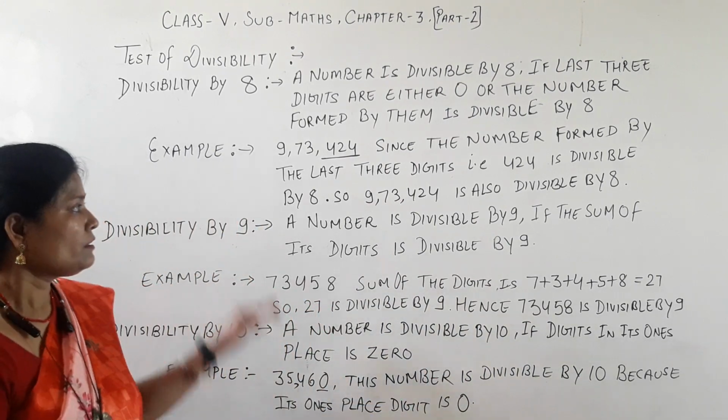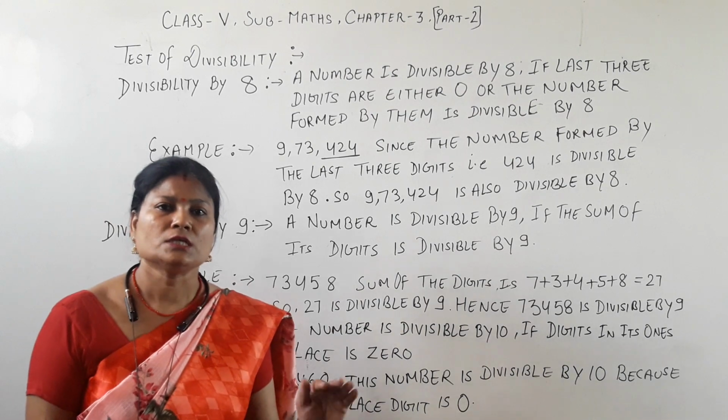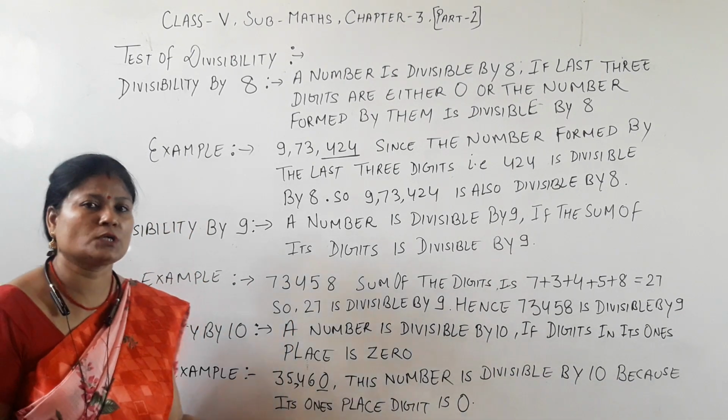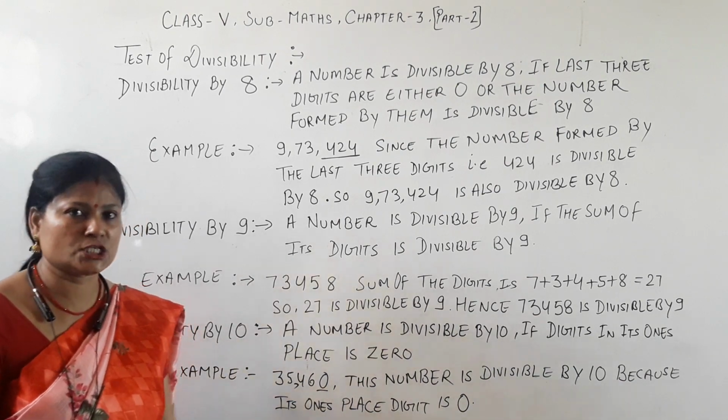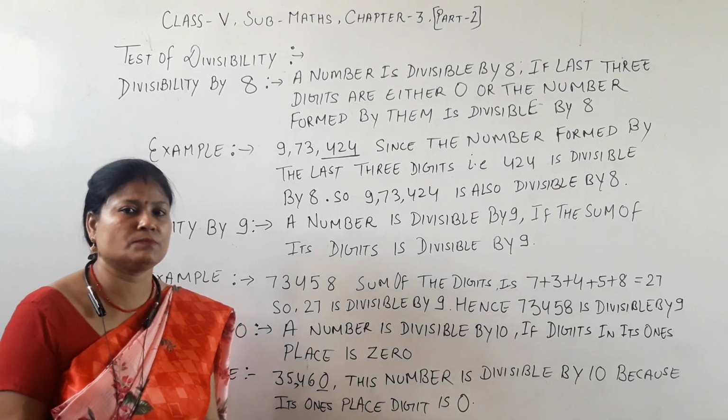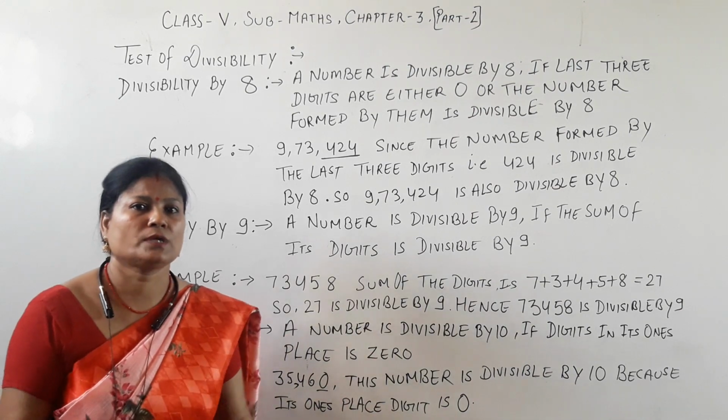In this manner, we have completed all the divisibility rules. I have explained all the divisibility rules over here. So keep in mind, without any actual division, we can find out whether the given number is divisible by these numbers. Okay, thank you.